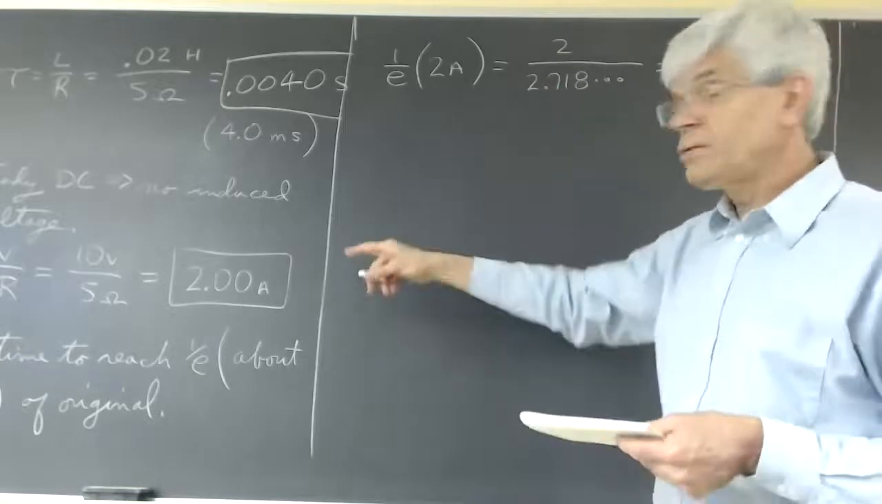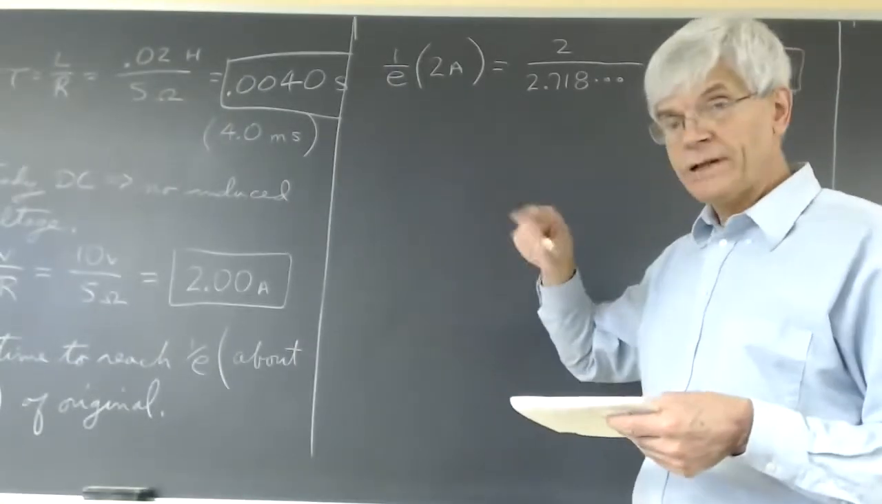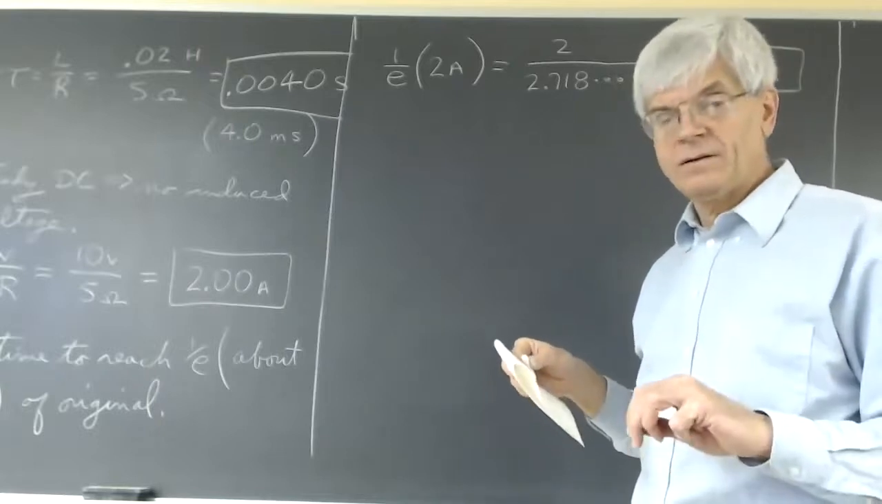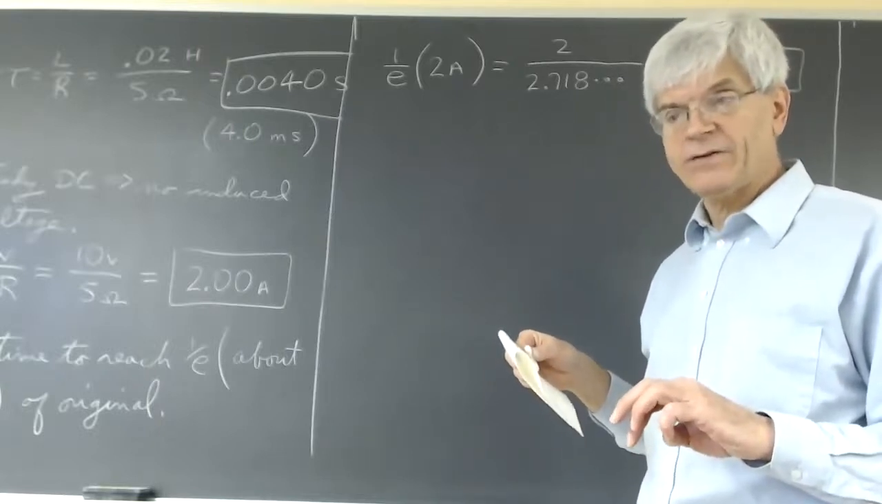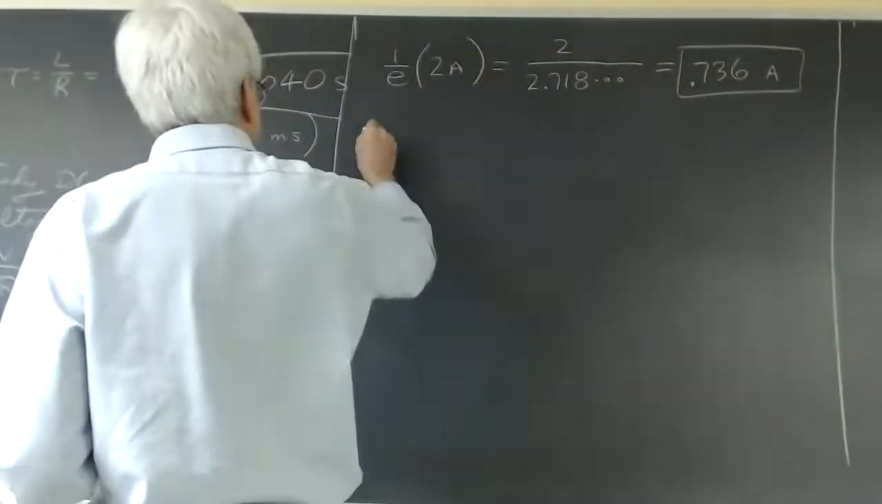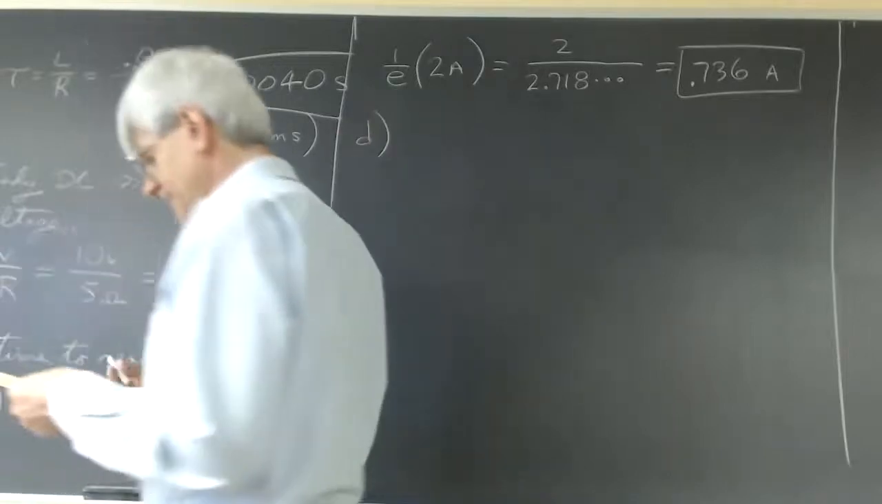Or if you just took the 2 amps and multiplied it by 0.37, well, that would be very slightly off, but not so much that I would take off any points on a test. I'd give you full credit for that. So A, B, C, we must now be to part D.